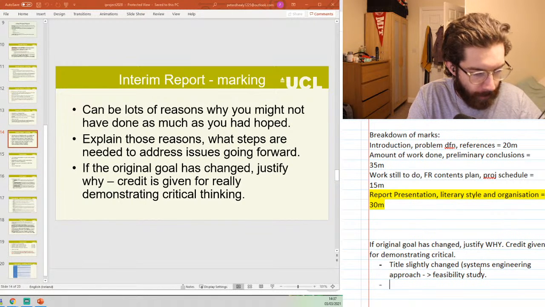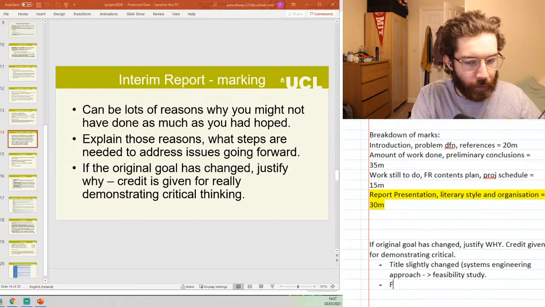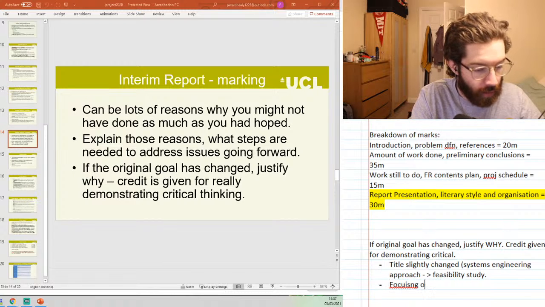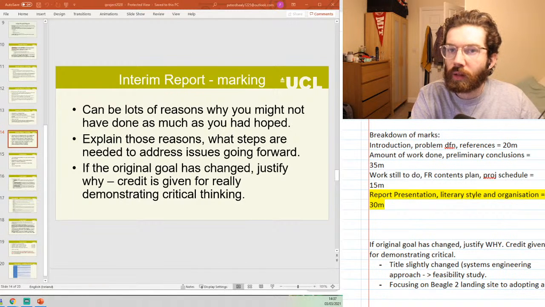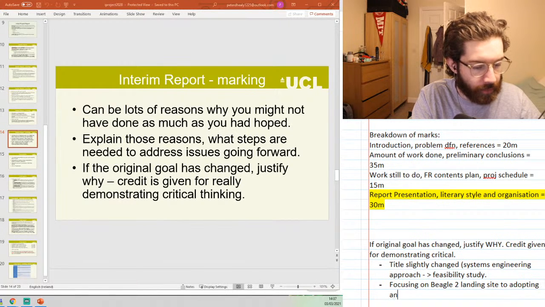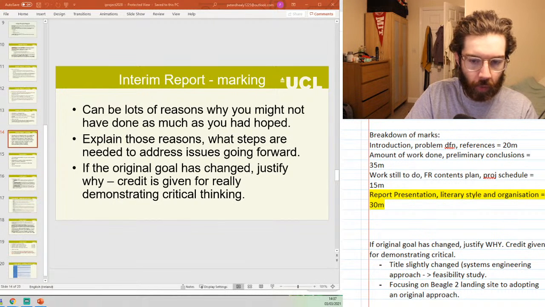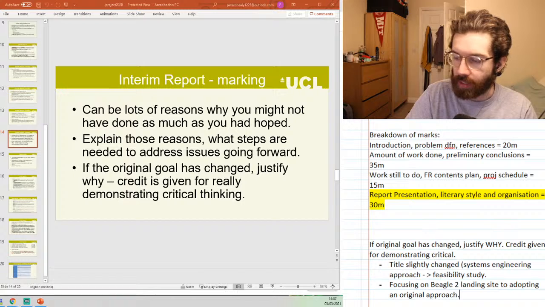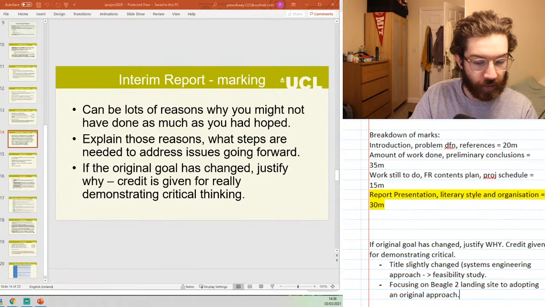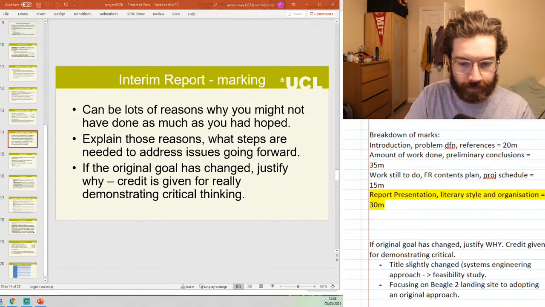What else? We went from focusing on the Beagle 2 landing site to adopting an original approach, I want to say. So previously, the idea was to use the balloon to find where an old rover had crashed, basically, and take the information from that. But instead, we decided to just go completely original and to get new data.